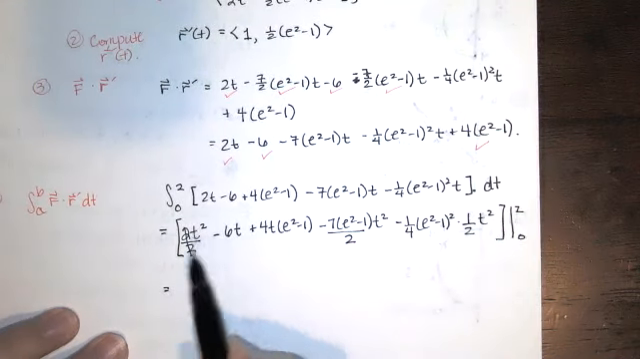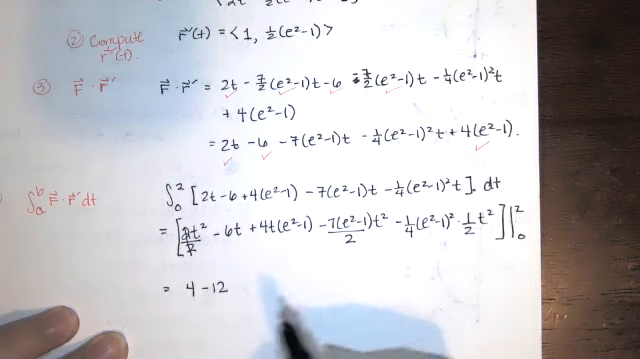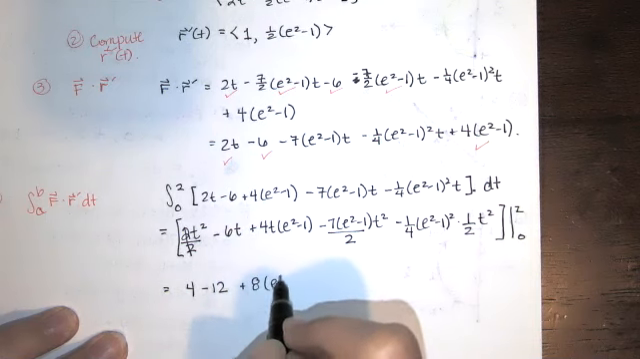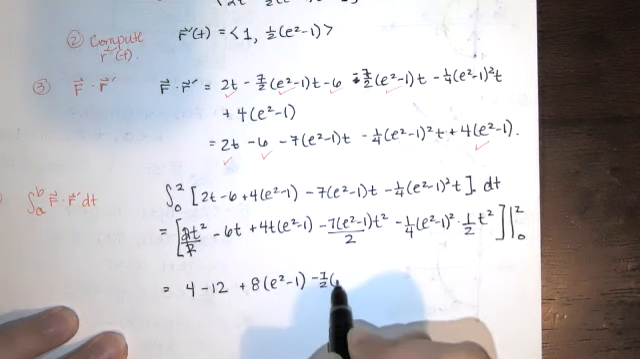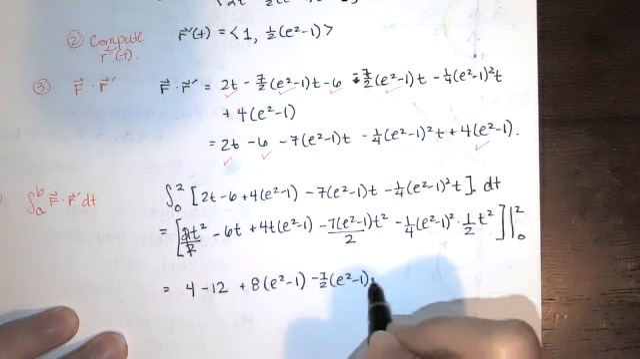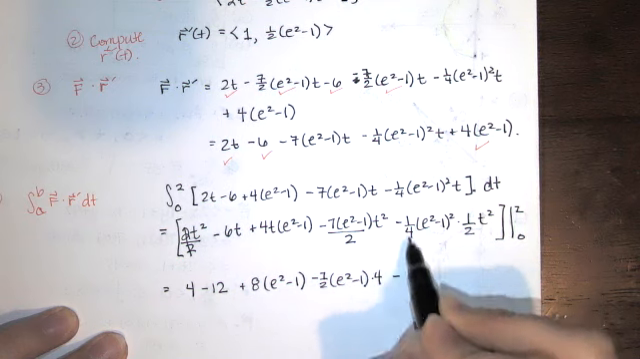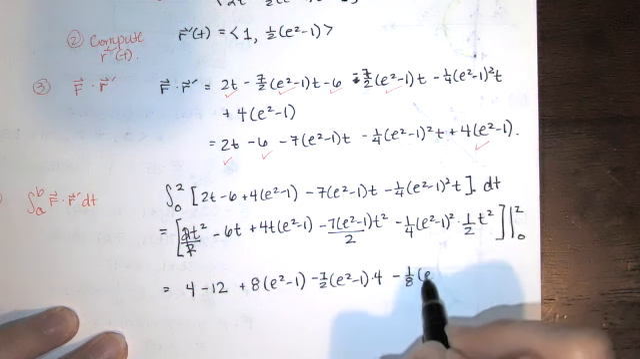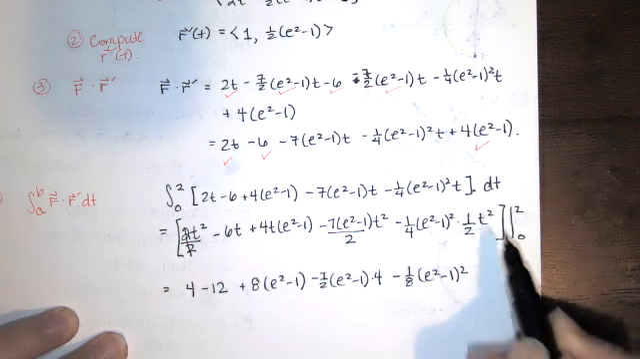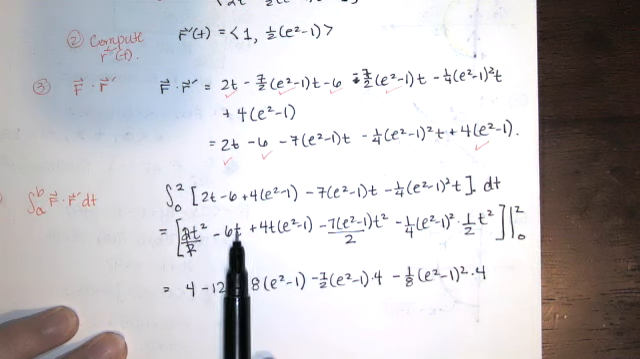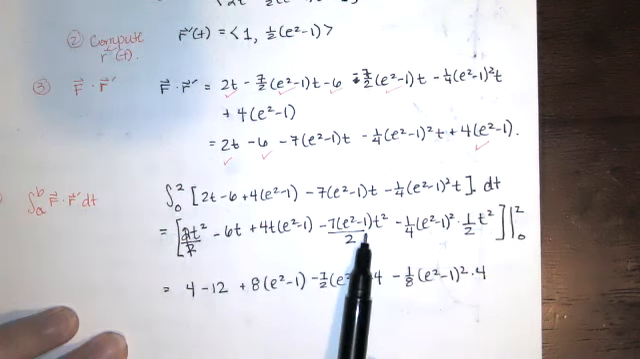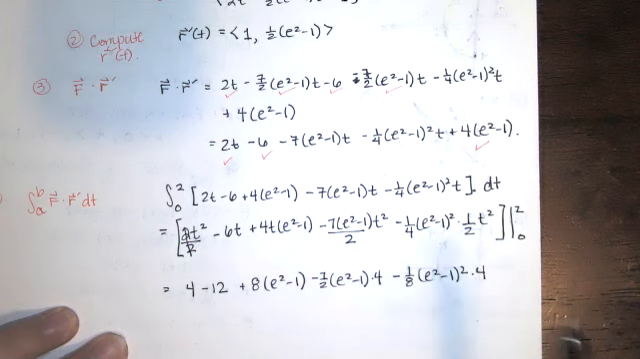At t equals 2, I have 4 there, minus 12, plus 8 times e squared minus 1. And then I'll have negative 7 over 2 times e squared minus 1 times t squared, which is 4. And then I'll have this 1/4 times the 1/2 is a 1/8 times e squared minus 1 quantity squared, and 2 squared is 4. And then when we evaluate all of this at 0, this will be 0, so will this, so will this. Anything that has a t in it will be 0. That's a 0, that's a 0. So everything will be gone. This whole expression will be 0 when t equals 0. So this is our answer.